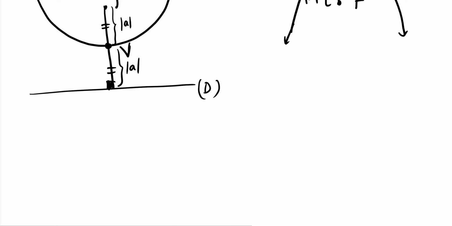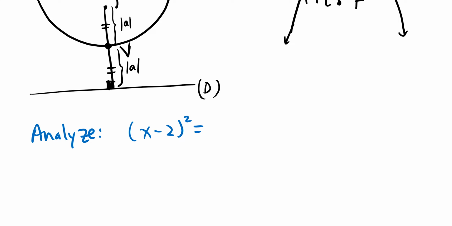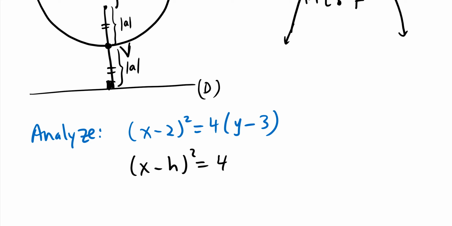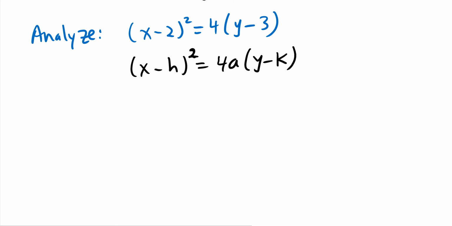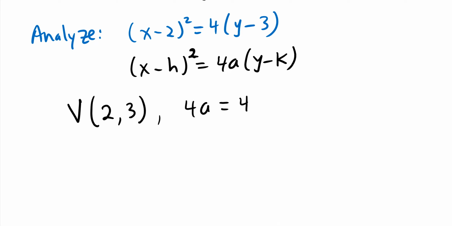Let's analyze (x minus 2) squared equals 4 times (y minus 3). This looks like (x minus h) squared equals 4a times (y minus k). From here we can find the vertex: h is 2 and k is 3. That's the vertex, right away, the first thing. Another thing we can find: 4a equals 4, so a is 1.